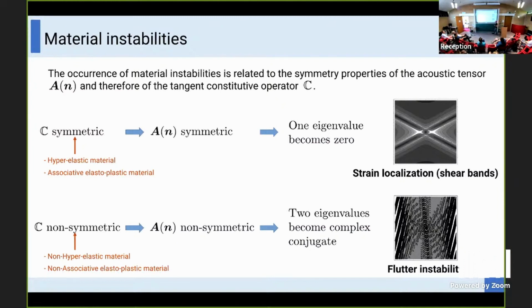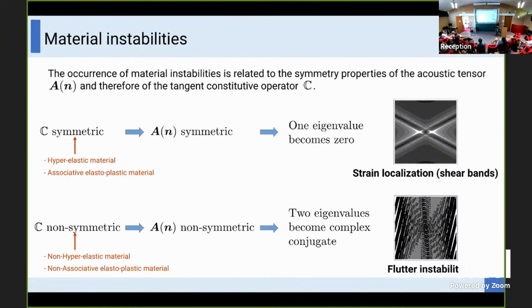If C is non-symmetric, and this is the case of non-hyperelastic or non-associative elastic materials, then A is non-symmetric, and loss of ellipticity may occur when two eigenvalues become complex conjugate. And this is known to be related to flutter instability, which is an exponential amplification of the amplitudes of waves propagating in the solid.